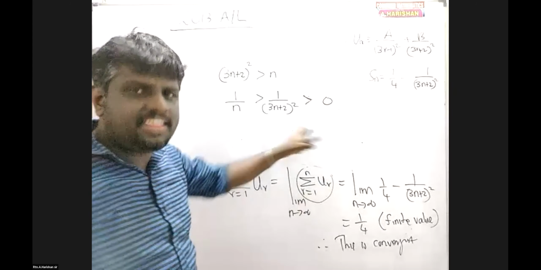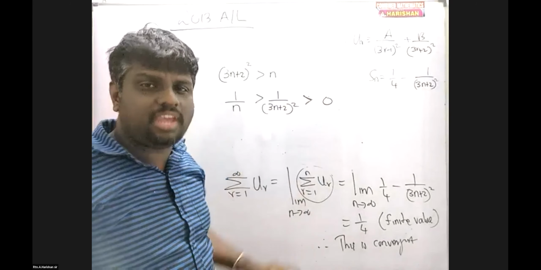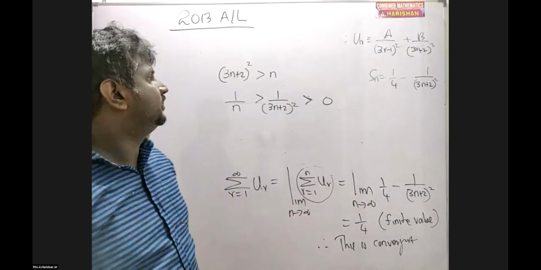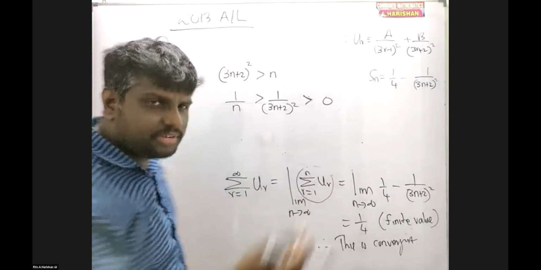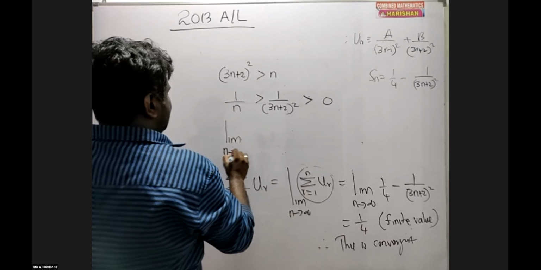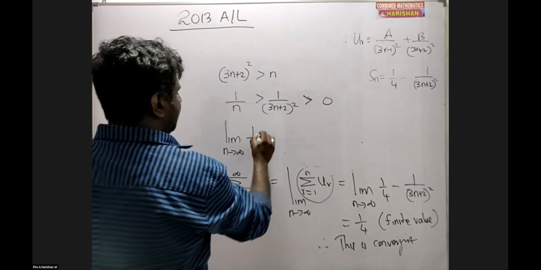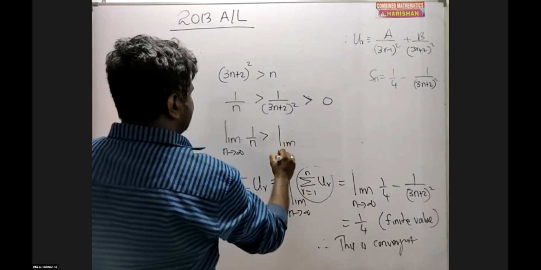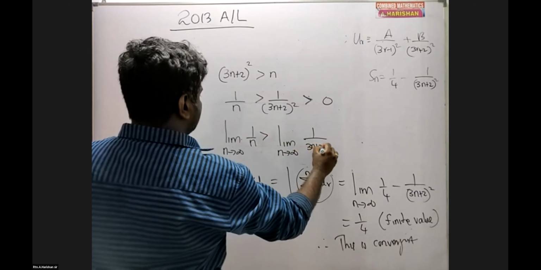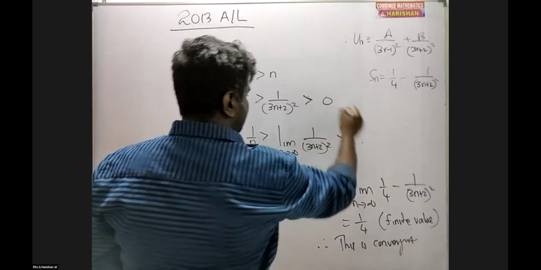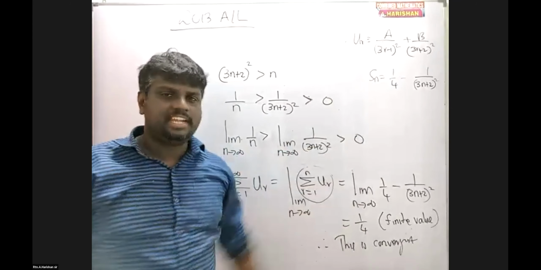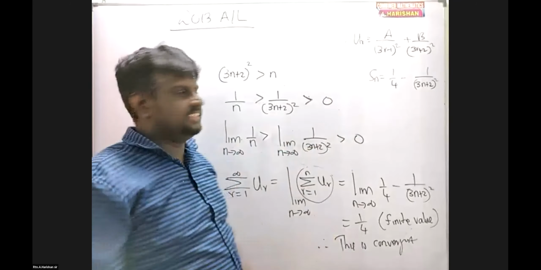And you know this one also: this should be greater than 0, because this is positive, the whole thing squared. Even though the n is there, that's positive. So this is greater than 0. Now take the limits on both sides. Limit as n tends to infinity of 1 over n, and limit of 1 over (3n plus 2) squared. Don't take a limit on the 0, there is no n, so that is 0.